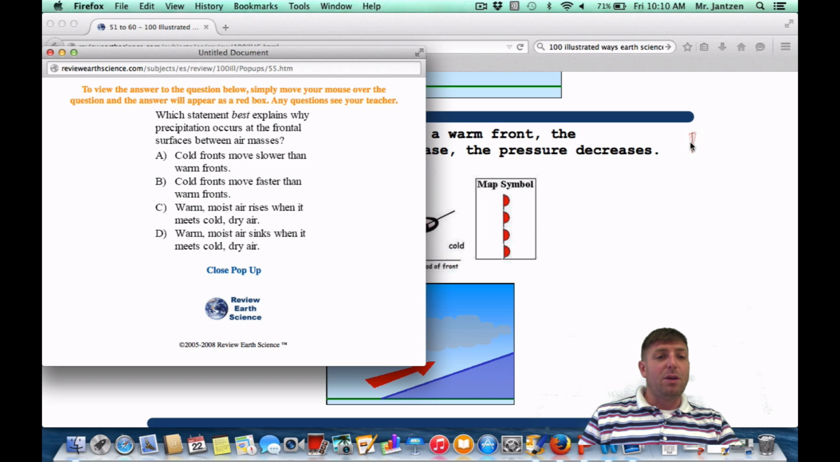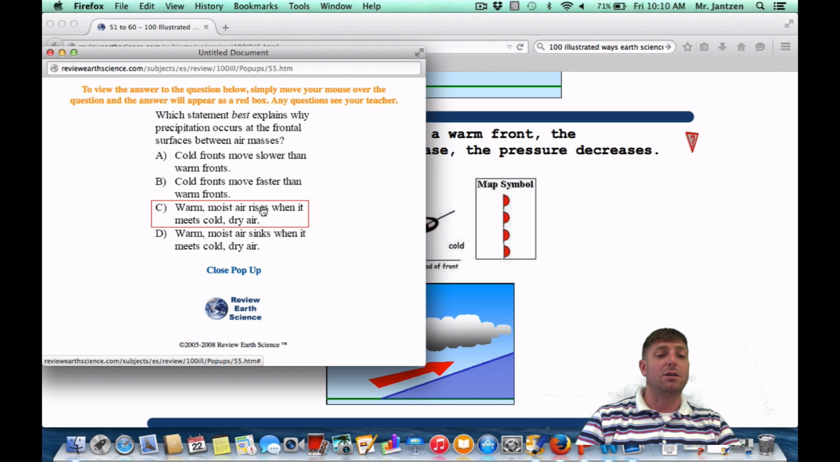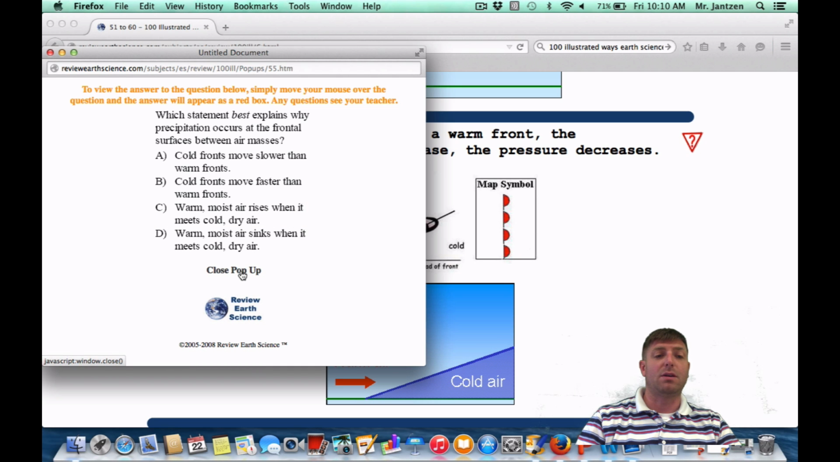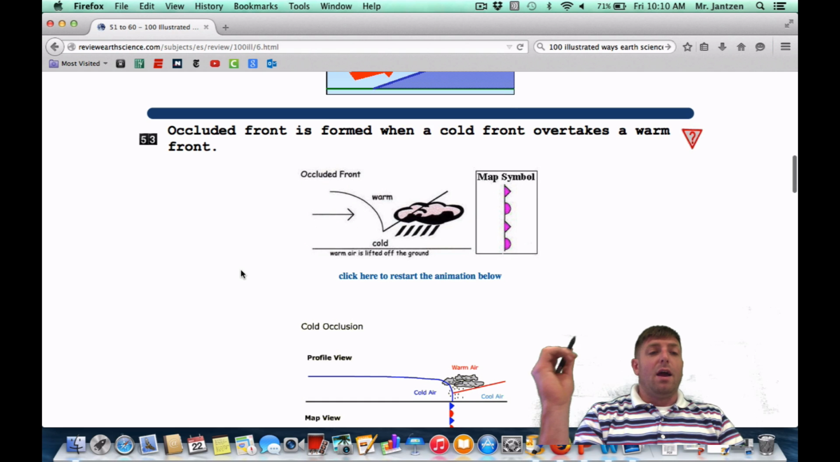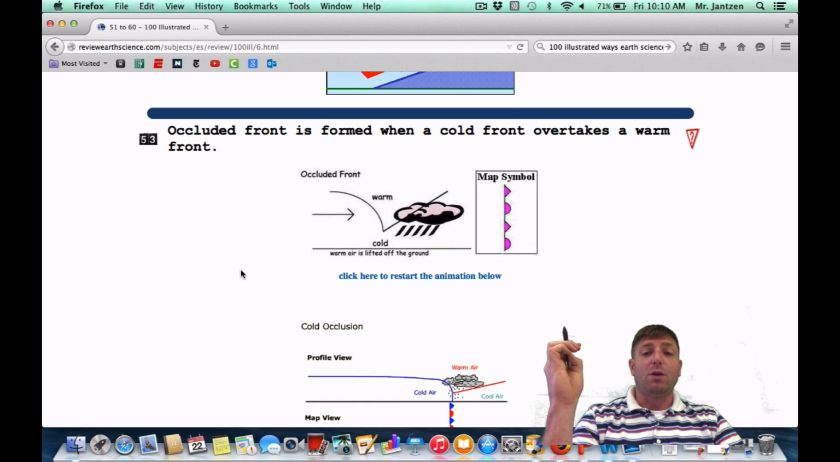Which statement best explains why the precipitation occurs at the frontal surfaces between the air masses? So once again, cold fronts move fast, warm fronts move slow. However, with a warm front, the warm moist air is going to rise when it meets cold dry air. So it's going to be choice C right there. Very good.